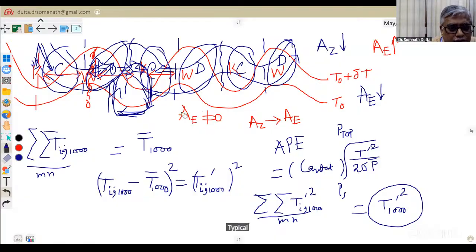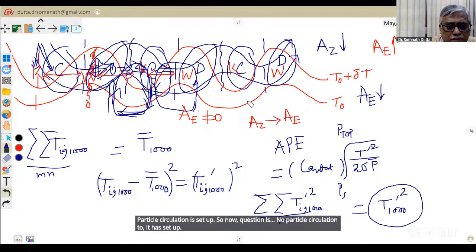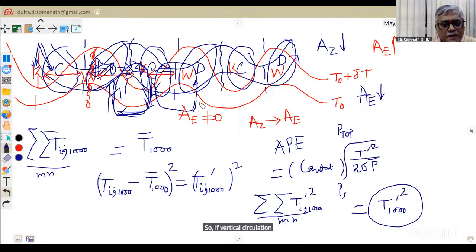Typical vertical circulation will set up. You can see vertical circulation will set up. So now question is, now vertical circulation, though it has set up. So if vertical circulation has set up, then what happened?